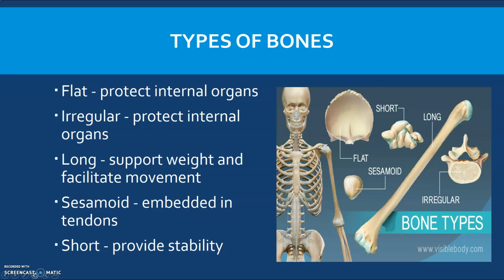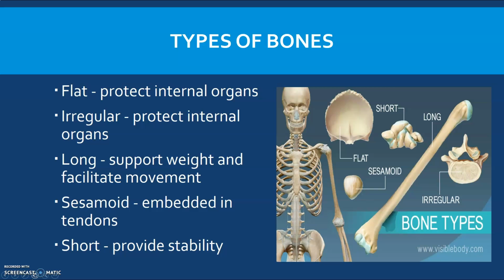Irregular bones also protect the internal organs. An example of irregular bones would be the vertebrae of the vertebral column, which protect the spinal cord. Long bones support weight and facilitate movement. Examples include the femur, which is the longest bone in the body, the tibia, your shin bone, the fibula, the radius, and ulna.